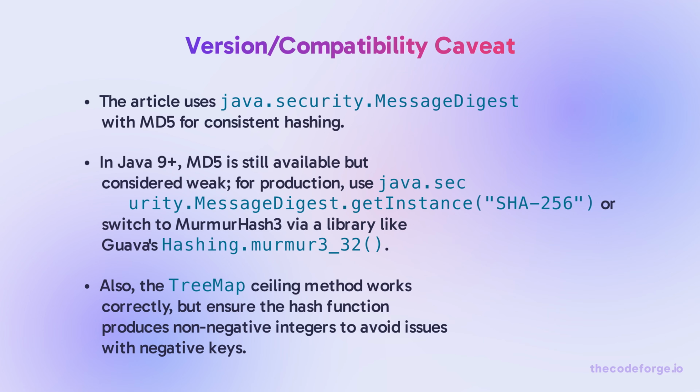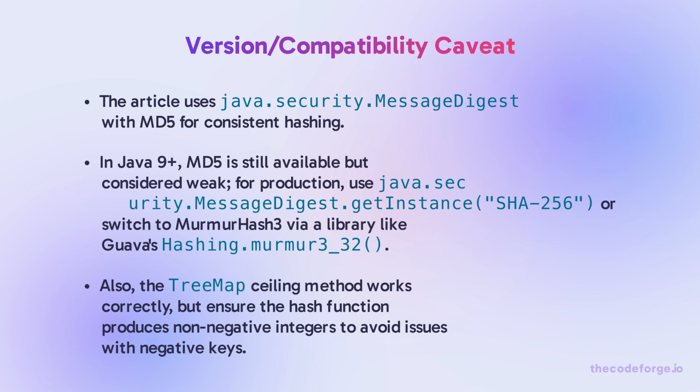The article uses Java Security MessageDigest with MD5 for consistent hashing. In Java 9+, MD5 is still available but considered weak. For production, use Java Security MessageDigest.getInstance SHA-256, or switch to Murmur hash 3 via a library like Guava's Hashing.murmur3_32.